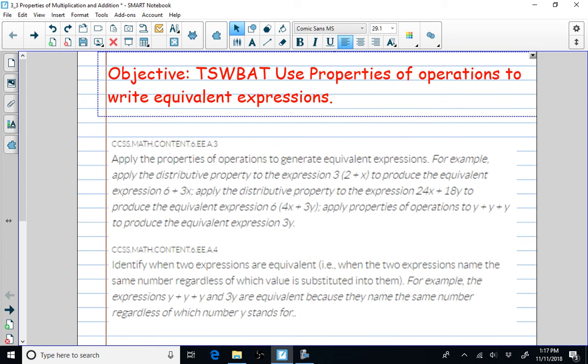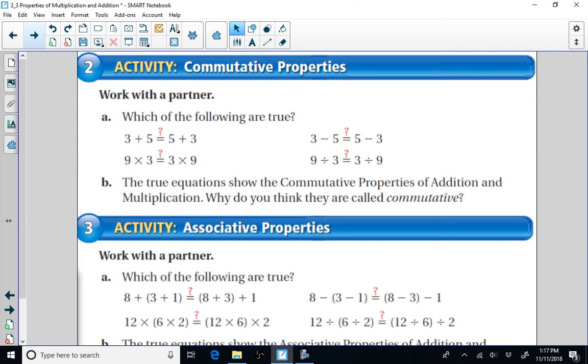Our lesson today is to be able to use properties of operations to write equivalent expressions. We have two Common Core standards that we're addressing, 6.EE.A.3 and 6.EE.A.4 today. I'm going to start by looking at a couple of examples to see just how these properties work.